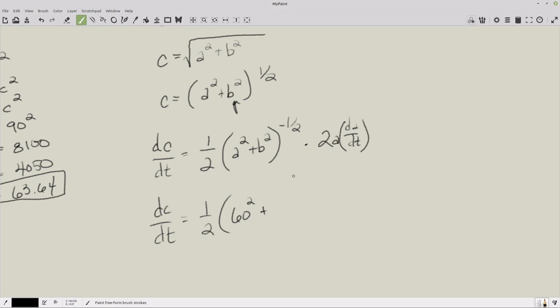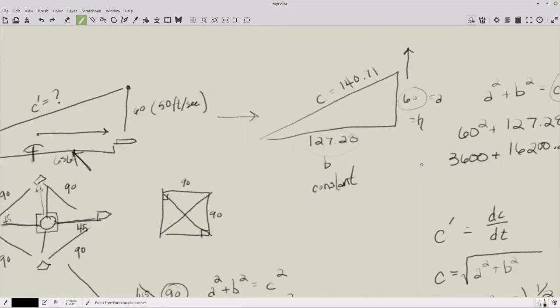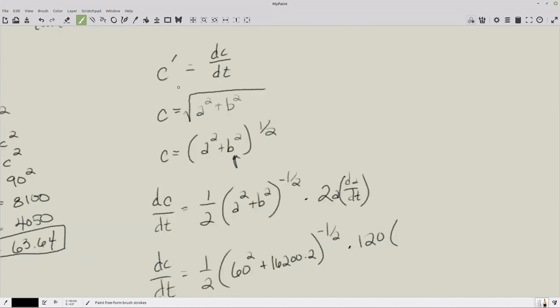Times 127.2. That's going to be, again, I actually already had done that, so I could have written it down. 0.2, that is all to the negative 1/2. And then 2a, again, a is 60, so that's going to be 120 dA/dt. Oh, and we actually know dA/dt. Let me back up. It had already given me the speed here, right? This was the derivative to this side with respect to time. So I actually already know that. That's times 50. So I can plug that in.